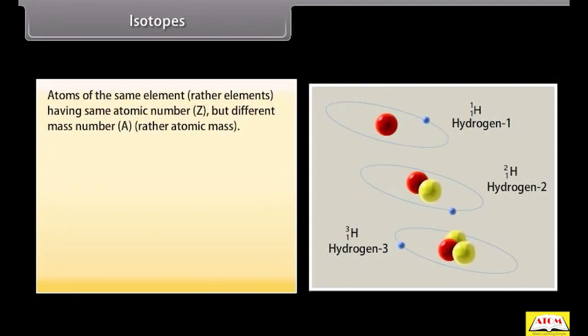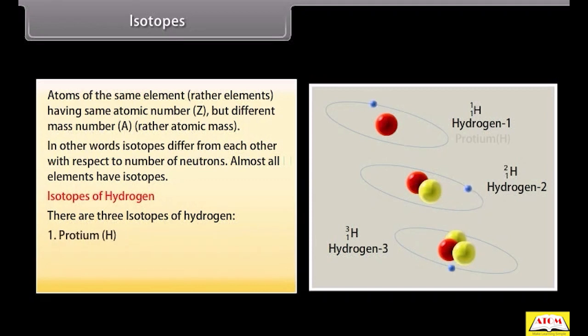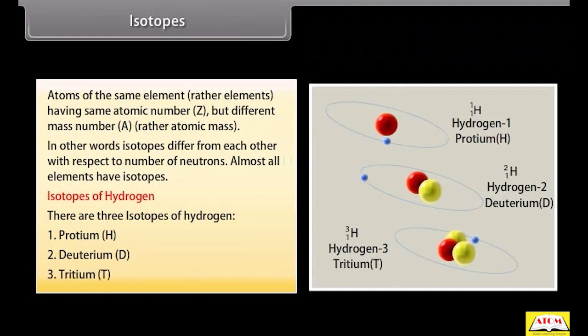Atoms of the same element, or rather elements having the same atomic number Z but different mass number A, or rather atomic mass. In other words, isotopes differ from each other with respect to number of neutrons. Almost all elements have isotopes. Isotopes of hydrogen. There are 3 isotopes of hydrogen: 1. Protium. 2. Deuterium. 3. Tritium.